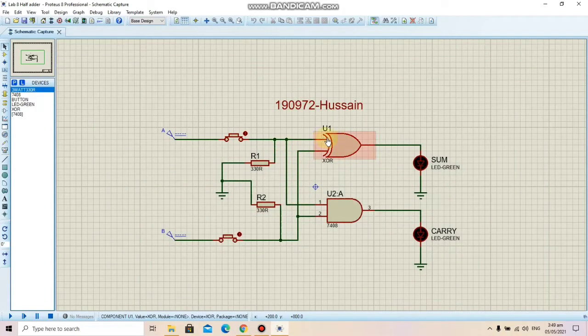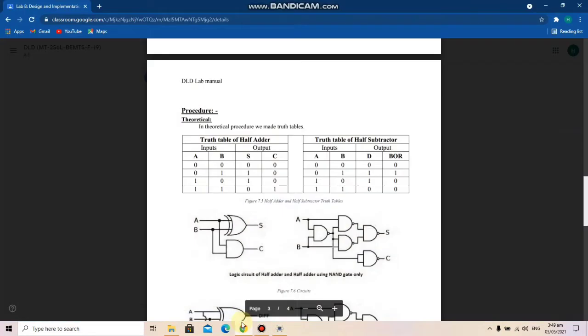Similarly we can see that the XOR gate is connected to A and B, and this AND gate is also connected to A and B, and at both the outputs we can see the LEDs which will show us the value of the sum and carry. So let's run this.